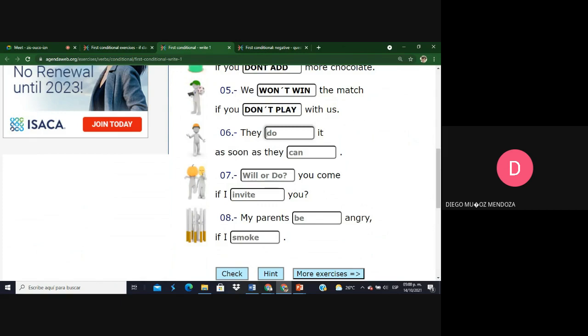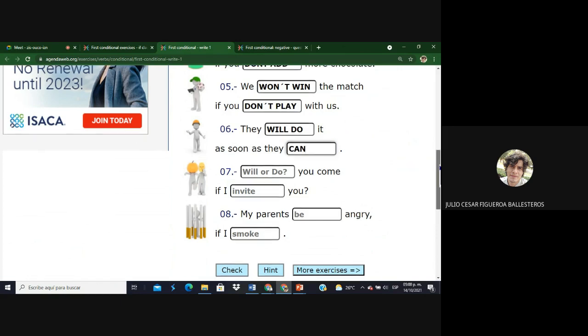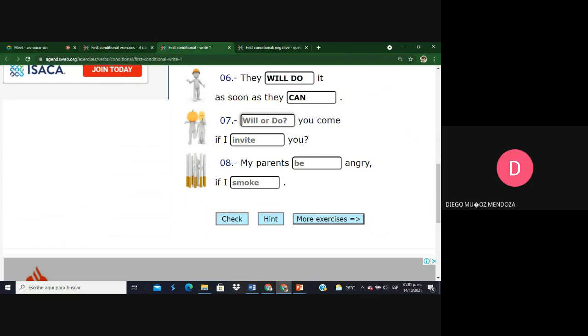They will do it as soon as they can. Moment, please. This is different. Future. Check the translation for this sentence. Come on. Okay, it's a question. Will you come if I invite you?